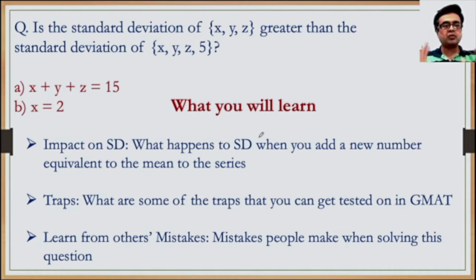First, let's talk about what you will gain from this video. You will understand what the impact on the standard deviation of a series is when you add a new number, especially a new number that is equivalent to the mean of the series. Second, you will look at a particular trap that GMAT can set and you can fall into and make a mistake. And finally, you will look at some of the mistakes people make and the wrong answers people choose, mostly because they either fall for the trap or they don't know how to solve questions like these.